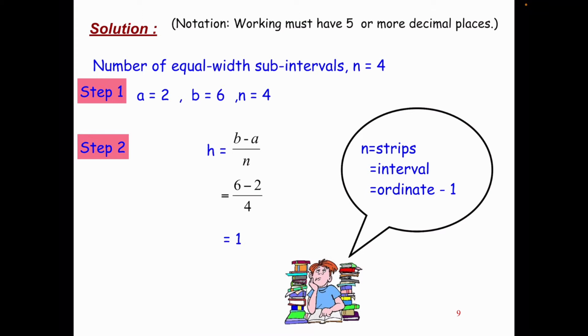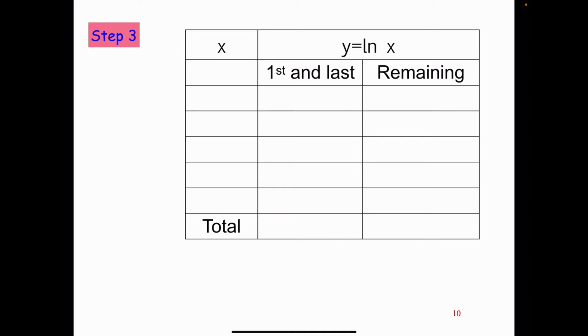So remember, N is number of strips or number of sub-intervals or ordinate minus 1. Step 3, set up your table. Make sure you have 3 columns. Column X, and then column Y, where we have 2 columns for Y, which are first and last, and then remaining.